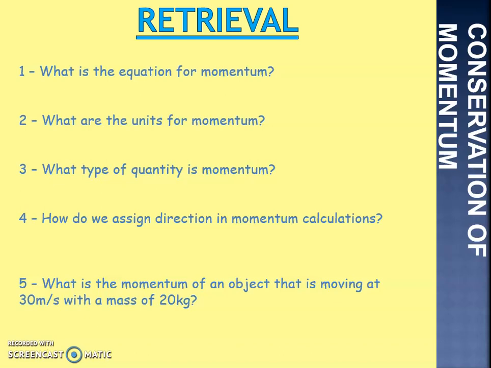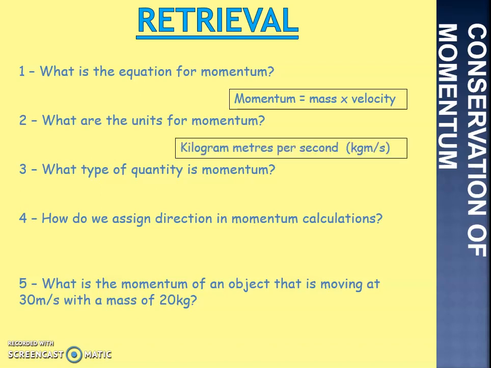Okay, question 1. The equation for momentum is momentum equals mass times velocity. The units of momentum are kilogram meters per second. What type of quantity is momentum? Momentum is a vector quantity because it has direction.